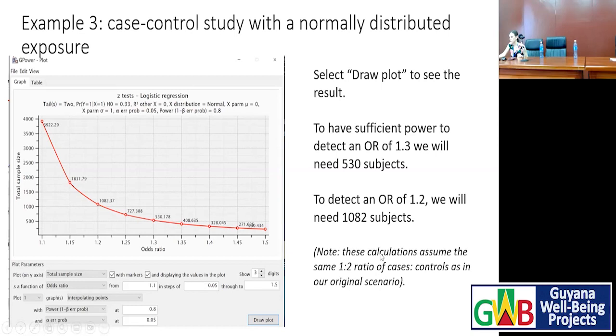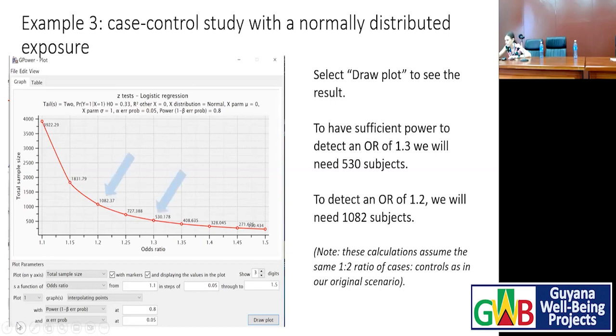And do note that in these calculations, we assumed that we were keeping the same 1-to-2 ratio of cases and controls. You can sometimes in a case-control study help yourself out with power by increasing that ratio, getting more controls. That's not shown in this scenario, but if you were really in this situation, think about that and do some calculations that way.